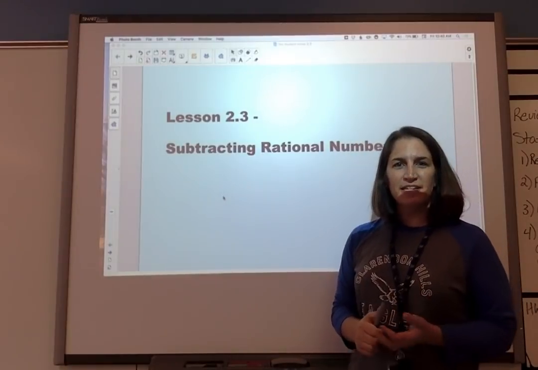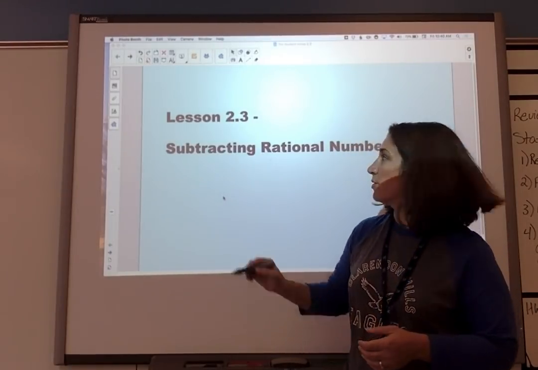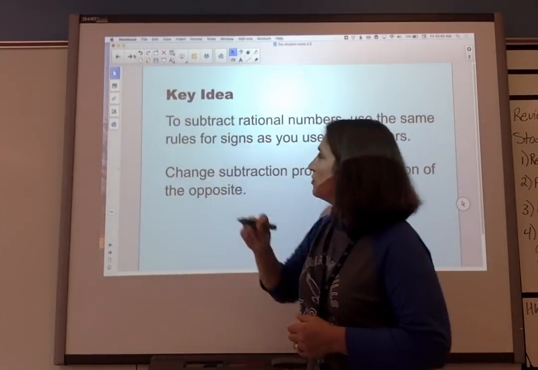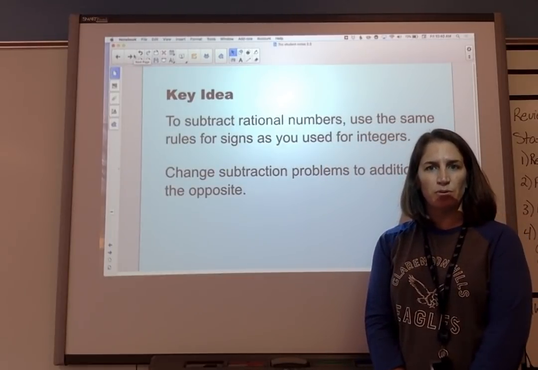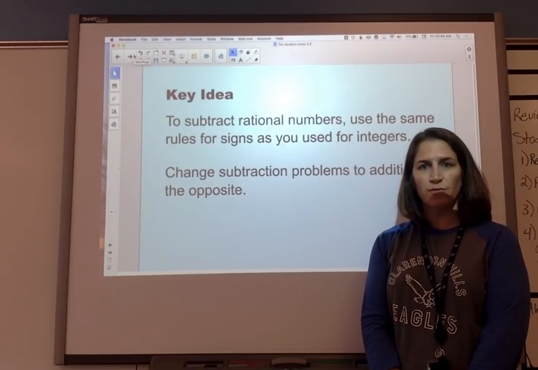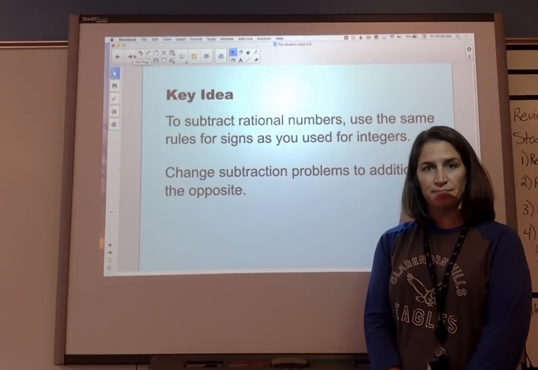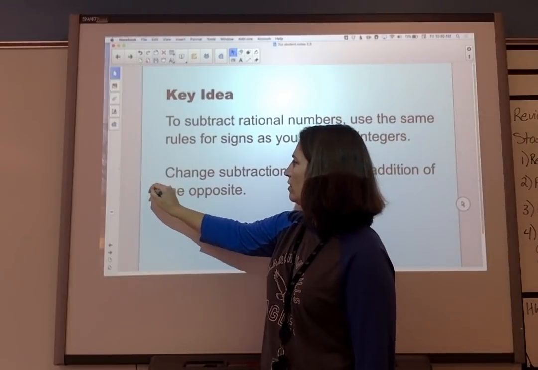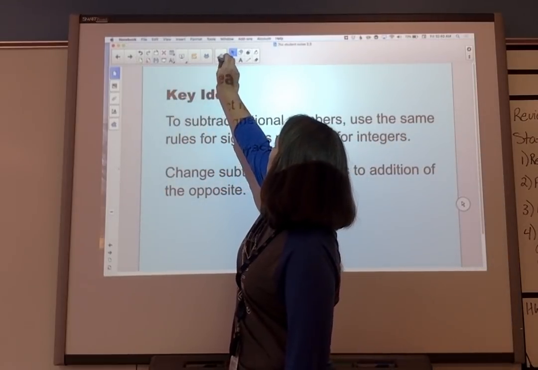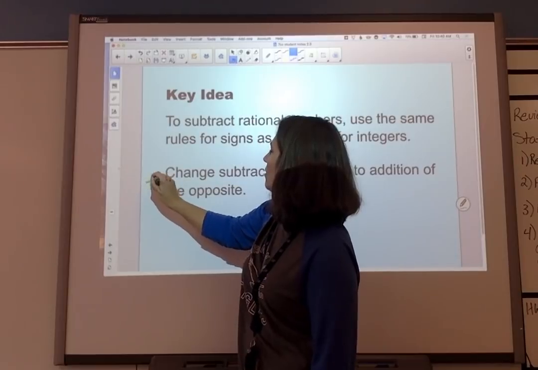Hey students, today's lesson is on subtracting rational numbers. So to start with, let's get this key idea. To subtract rational numbers, we'll use the same rules for signs that we used for integers. And this is really important to know.